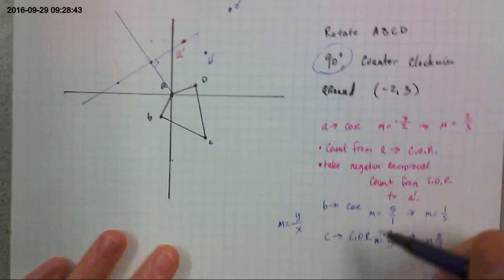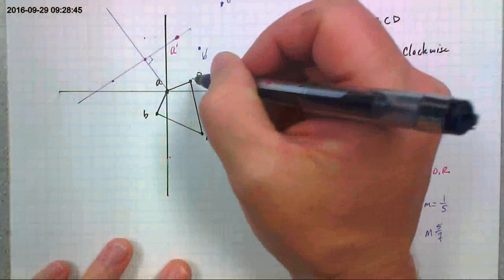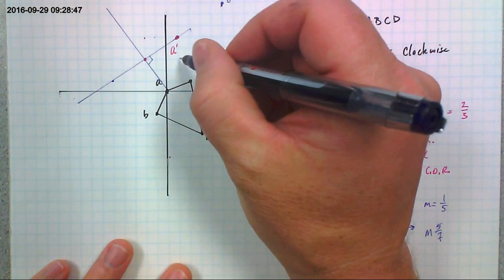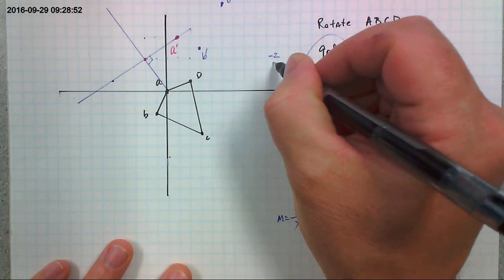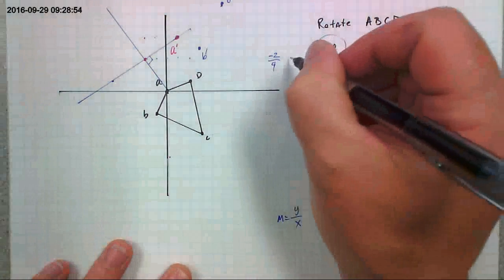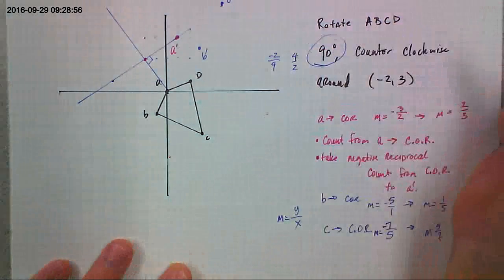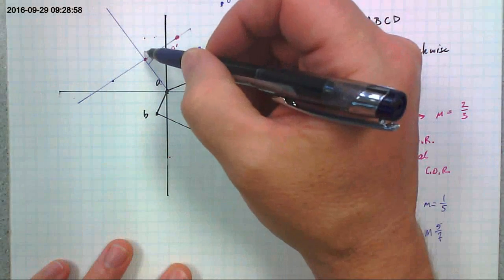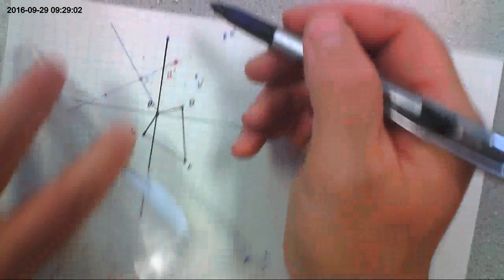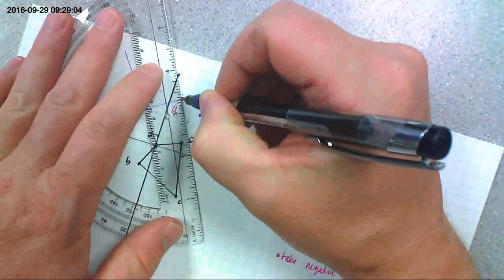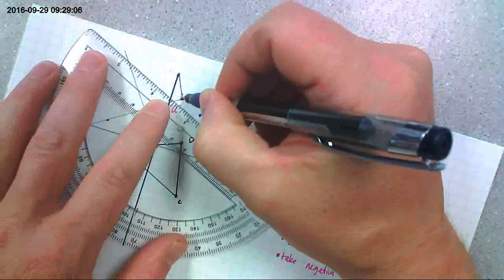Let's find our last point, D. D is, let's see, 1, 2, 1, 2, 3, 4. So it's negative 2 over 4 for D, right? So I would have to change that and use positive 4 over 2. So positive 4, 1, 2, 3, 4, 1, 2, right there. So it would look like, here's my new shape.